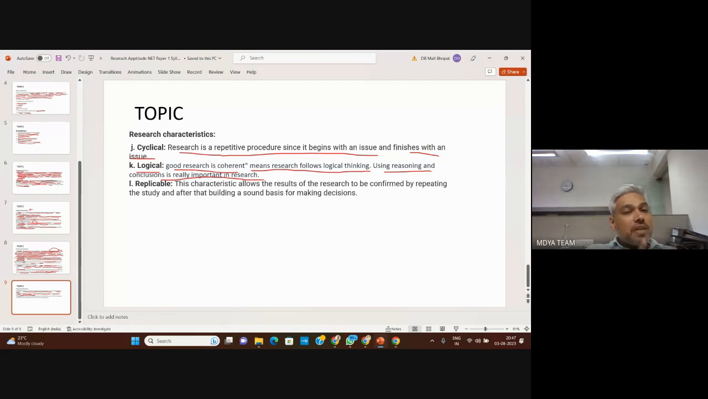So it should always be logical and replicable. This characteristic allows the result of a research to be confirmed by repeating the study, right? Replicable means if you are repeating the same research, the result should be the same. After that, building a sound basis for making decisions. So this is what we have covered in today's class. We have covered three things: meaning, objective, and characteristics, right?